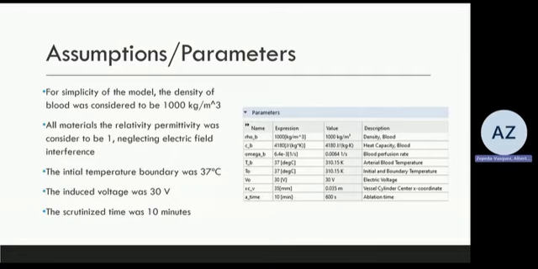The blood perfusion rate was considered to be moderate at 0.0064 1/seconds, and the time taken in consideration was 10 minutes. For all other parameters assumed, they can be seen in the table to the right.